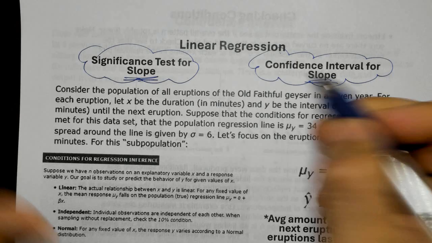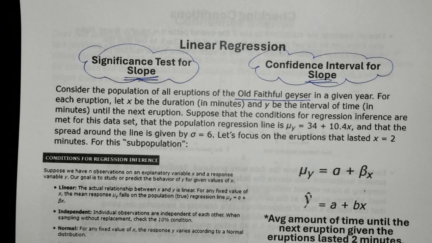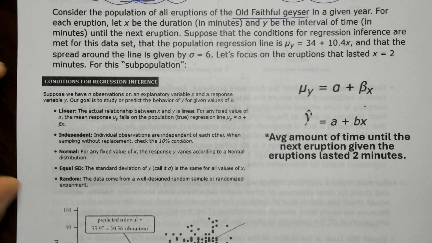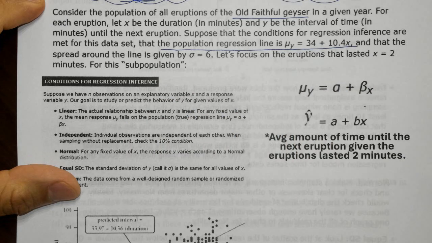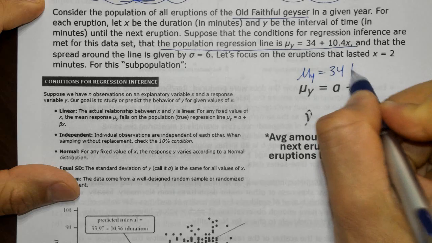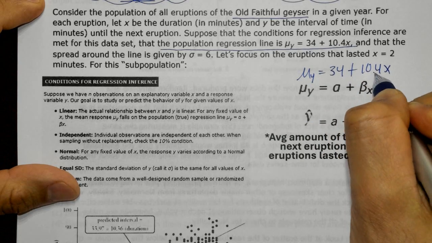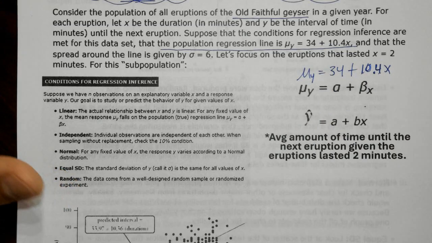So here we have a scenario, like let's say that we have, consider the population of all of the eruptions of the Old Faithful geyser in a given year, right? For each eruption, given that x is the duration in minutes and y is the interval of time until the next eruption, suppose that we have all these conditions met, and we can read these conditions here in a second. The population regression line is this right here. It's mu y equals 34 plus 10.4x.